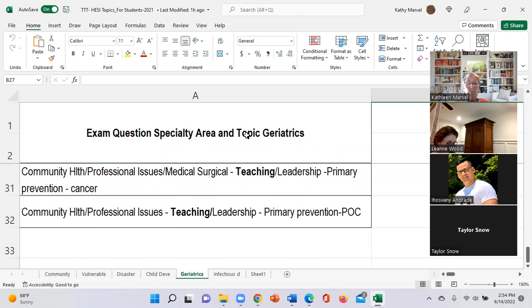So here's a question within the elderly population, a primary prevention question with regards to cancer. So what might that be? What are we doing in primary prevention with regards to cancer? Maybe teach about nicotine and how it can cause cancer, sun damage, all the risk factors. Yep, prevention. Absolutely.